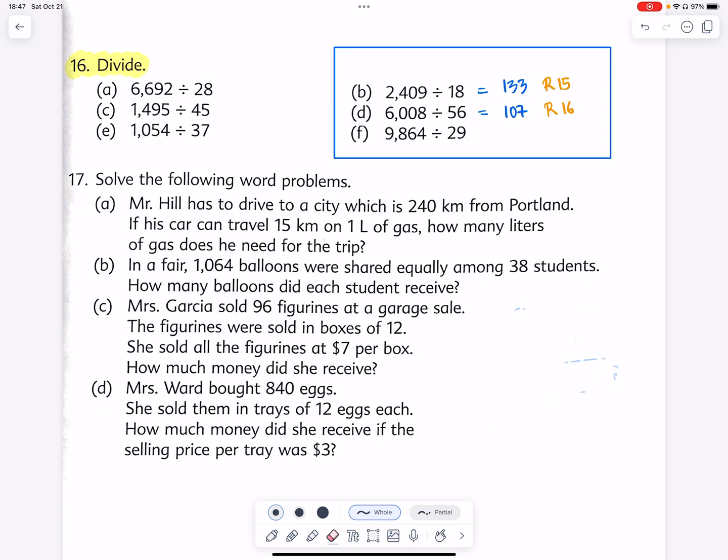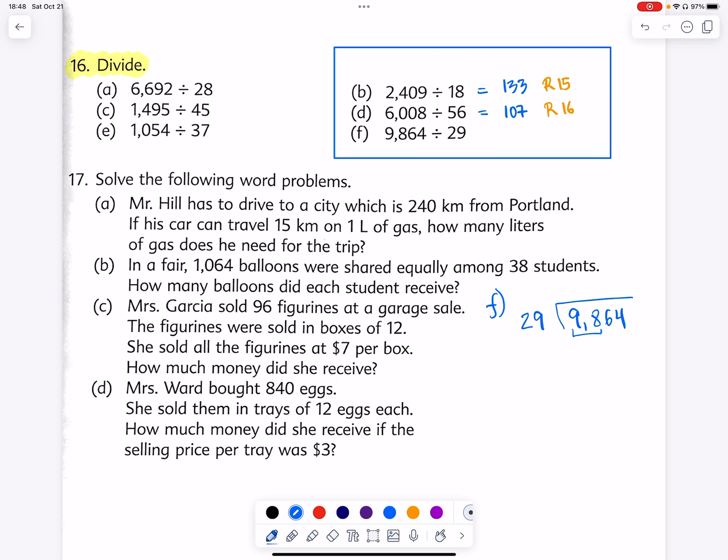And final example of the day. Let's divide F. F for Freddy. I love F. 9,864 divided by 29. We can, of course, think of 29 as 30, but here I think we'll have an easier job. 29 goes into 98.